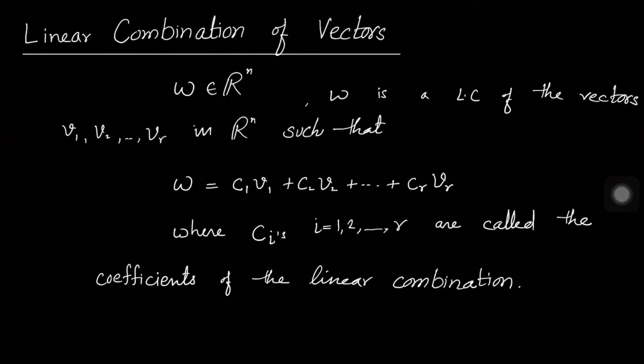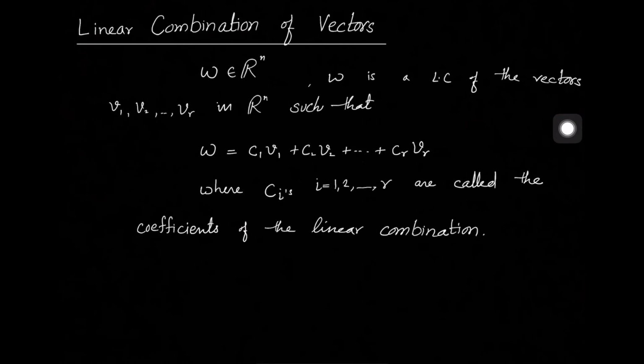So these ci's are called the coefficients of the linear combination. That means if you can find these ci's such that when you multiply the vectors v1, v2, vr and sum them, it is the same as the vector w, then we say that this w is the linear combination of the vectors v1, v2, and vr.